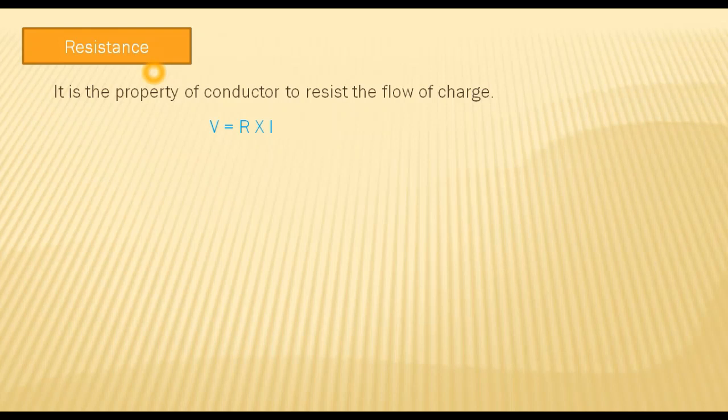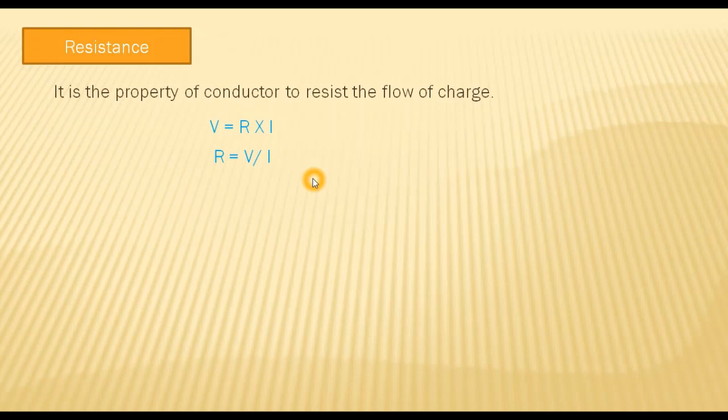Okay, and numerically, if we see the value of resistance, see, this is Ohm's law. V is equivalent to R into I. If we transpose I here, we'll get V by I is equivalent to R. That is, resistance is nothing but the ratio of potential difference and current.